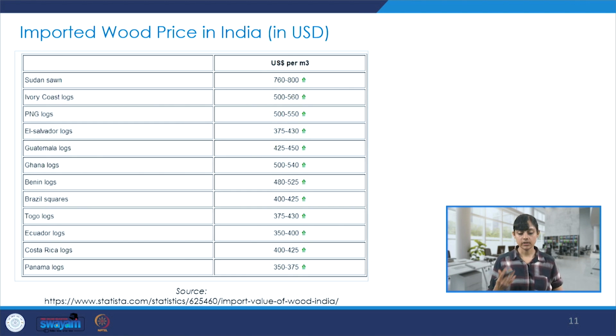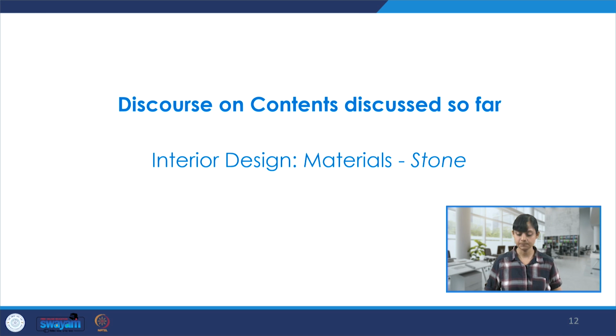We also tried to understand the price range in which these timbers come, and within that also some local timbers available in India, and then some imported timbers, and what the different kinds of prices are per meter cube, and we tried to have a little understanding on that.